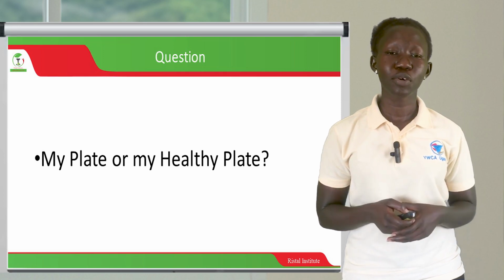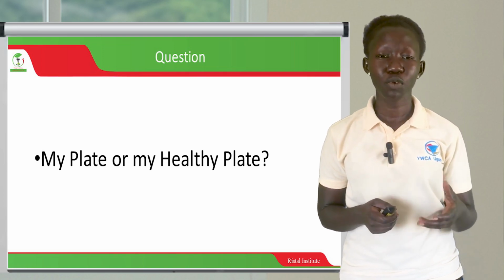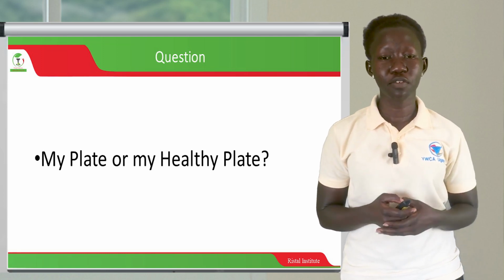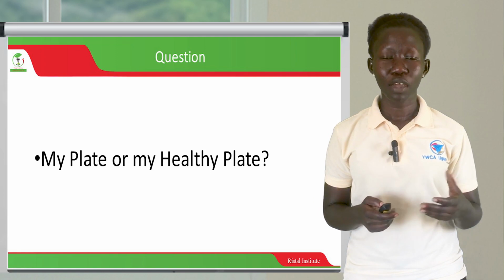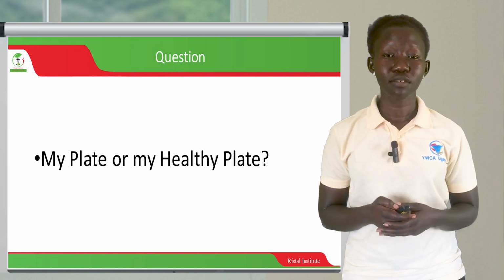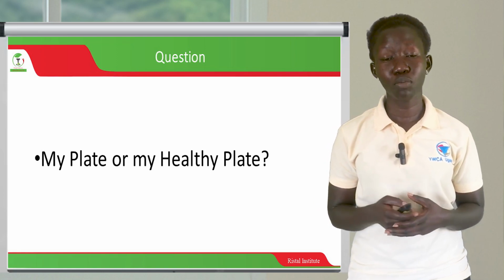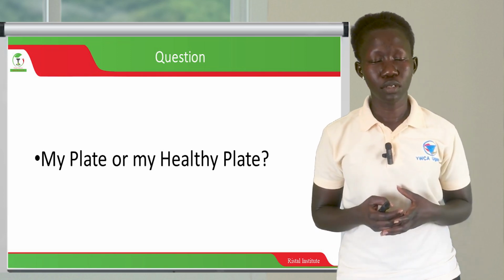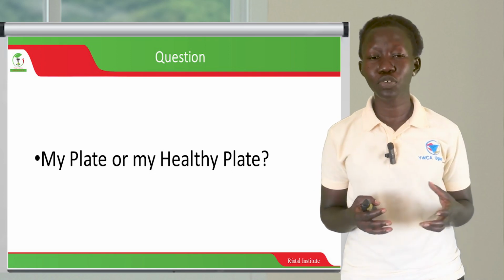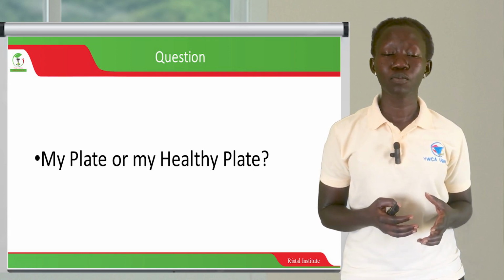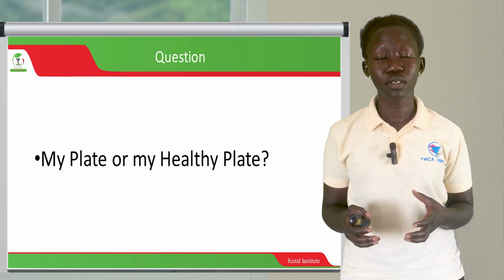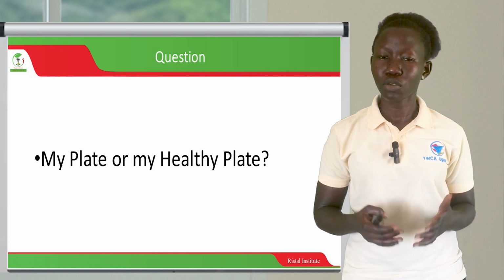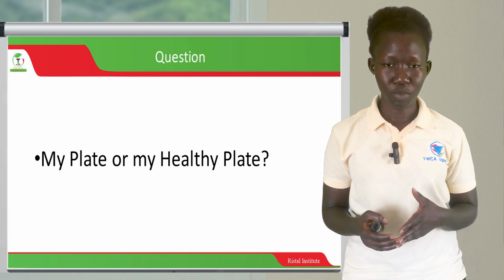So is it My Plate or My Healthy Plate? That is a question for you to answer. You choose what is better. You weigh the benefits. But according to my analysis, the My Healthy Plate could be a better option because it emphasizes everything. It's all round. It talks about exercise, it talks about water consumption, it talks about healthy oils. Yes, it gives you what you're supposed to take in moderate amounts, and it also gives you what you're supposed to limit.